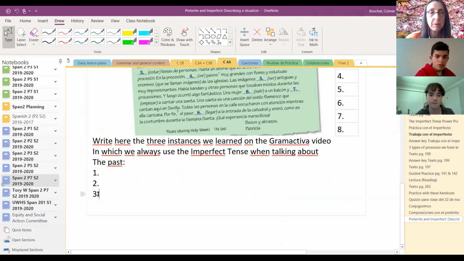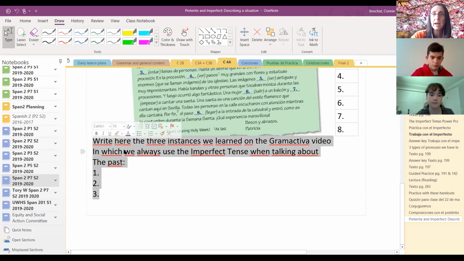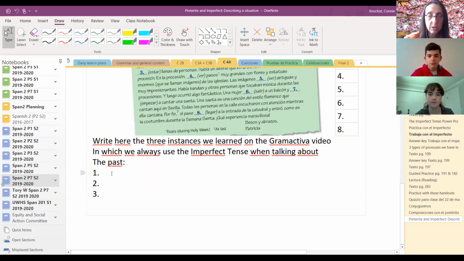So you're going to grab this paragraph that goes from 1 through 3, it says right here. Click on that and copy paste on your own page. And we're going to start with this actually. So copy paste on your own page. And let's write down what this is talking about.